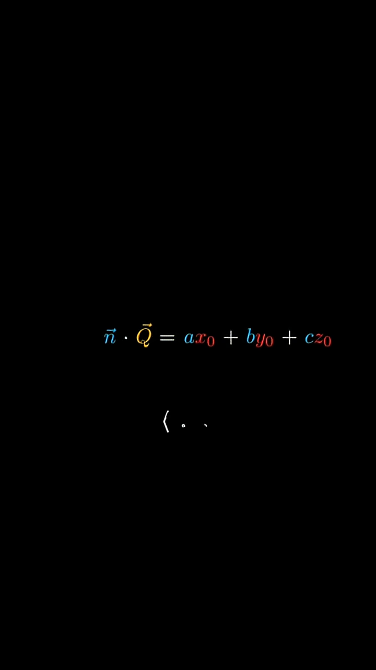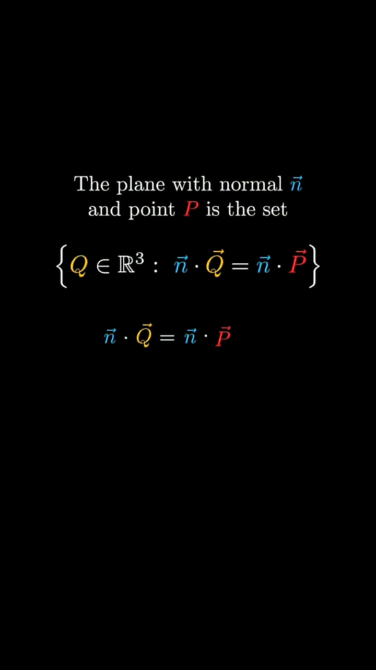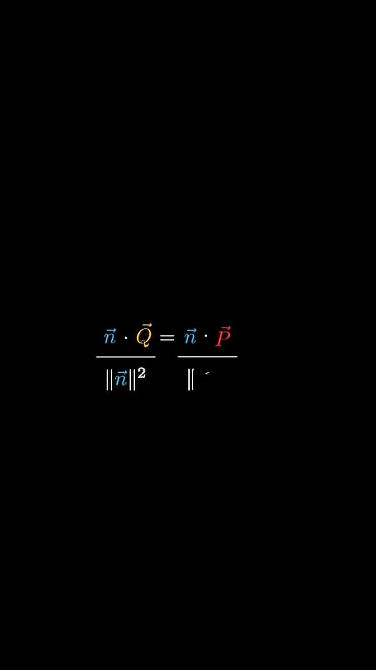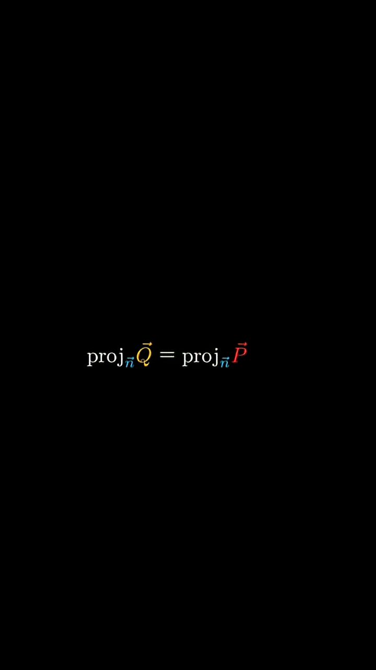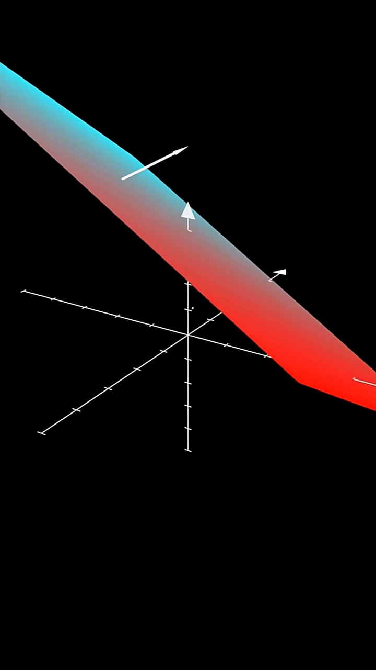The original expression for negative D is just the dot product of the normal vector with the position vector of the point P that lived on the plane. So if initially you only knew a normal vector n to the plane and a point P on the plane, then any general point Q on the plane has the same dot product with n as P does. Let's divide both sides by the square of the length of the normal vector and scale n by this quantity. The resulting vector is known as the projection along n. So the plane is all points Q whose projection along n is the same as P's projection along n.